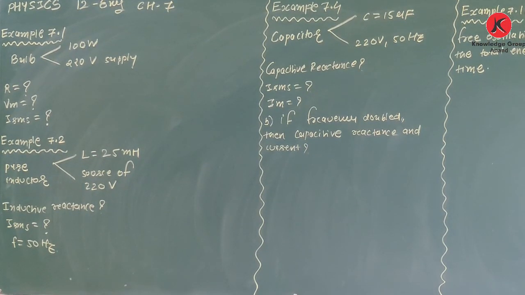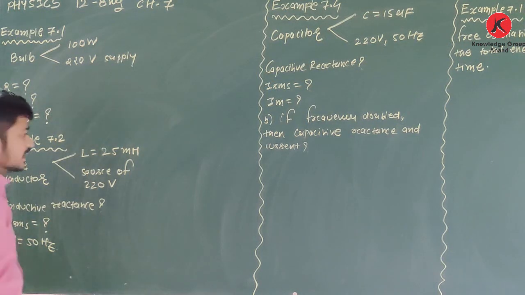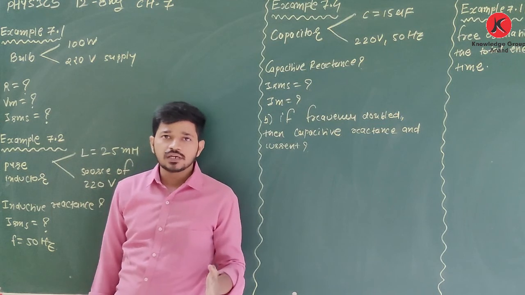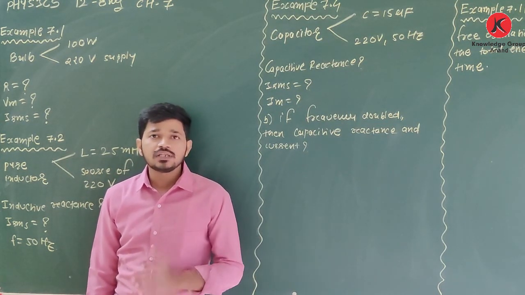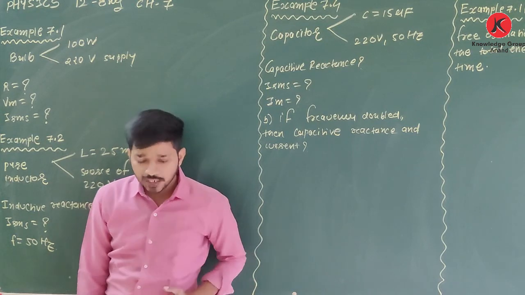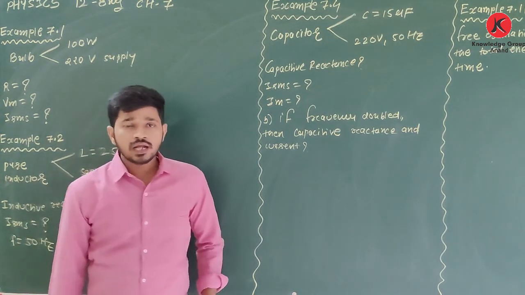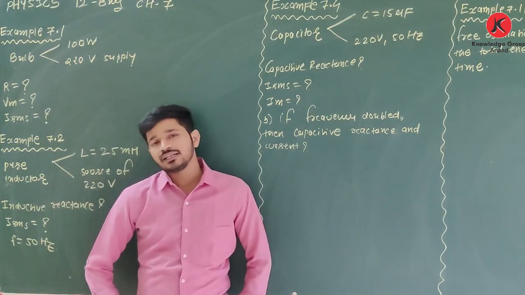Good morning, students. Chapter 7, Alternating Current. In the last lecture, we discussed the transformer: what is a transformer, its requirement, principle, construction, and working. With this, the theory is over. Now we will see questions based on alternating current.